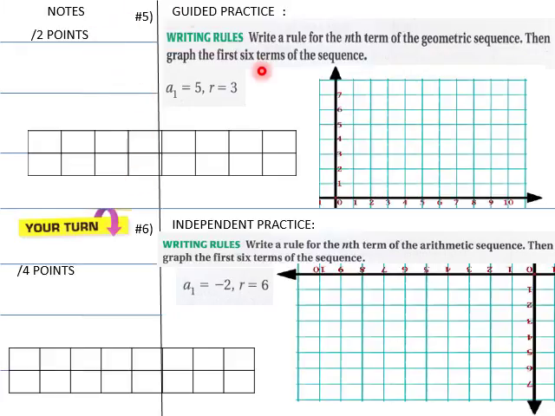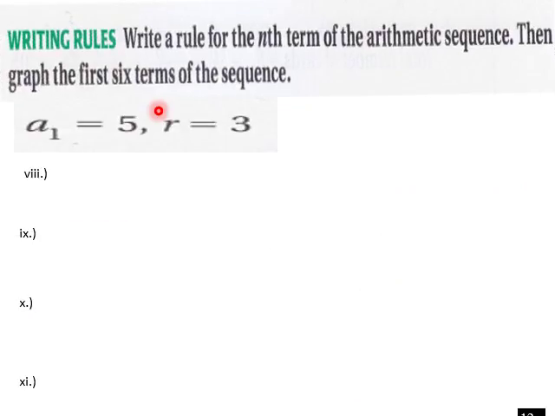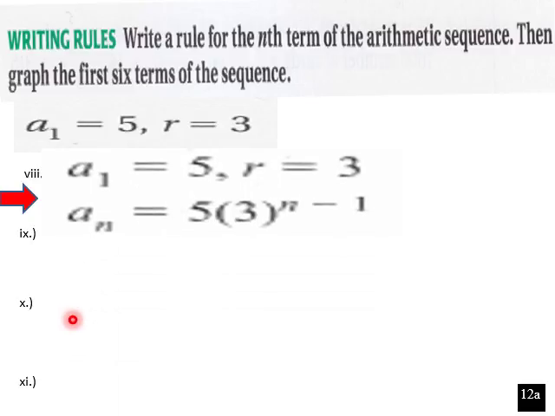Okay, so our guided practice here, writing rules. Students, you're going to write rules for this. So pay attention when we do this in class right now as our guided practice. Okay, write a rule for the nth term of the geometric sequence, and graph the first 6 terms of the sequence. We have a sub 1 is 5 and r is 3. So we're given a sub 1 and we're given r. So a sub 1 is 5, r equals 3. So here's our plug-in here. 5 times 3 to the n minus 1.